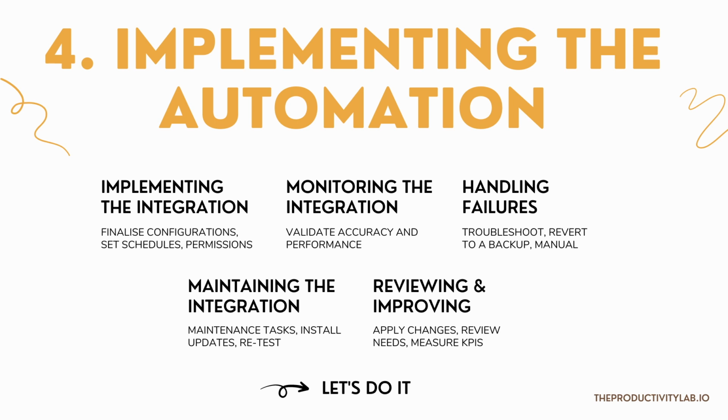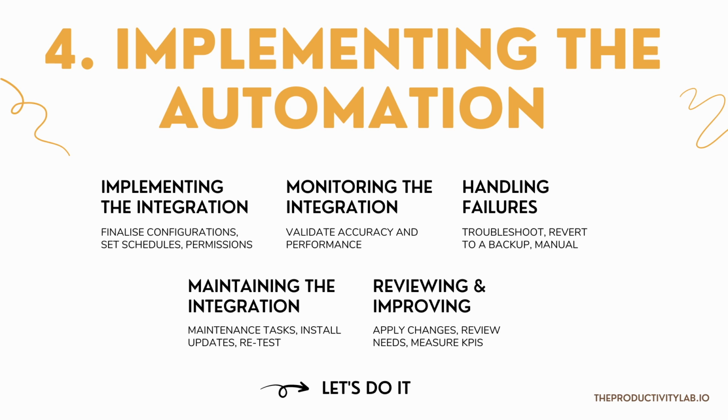So now that your process is running, your automation is running properly, you have to think about the regular maintenance that you have to do around it. So it might involve checking or installing updates, reviewing the performance, adjusting where necessary, and retesting the integration periodically to ensure that everything is still working correctly.